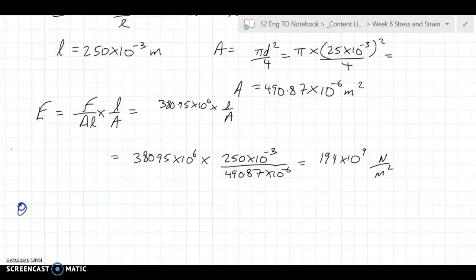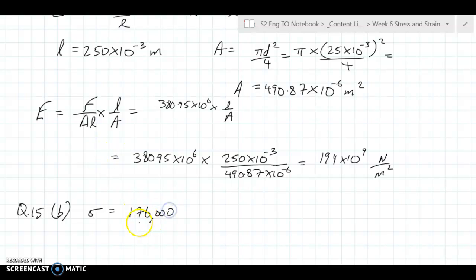we're going to finish question 15 part B here. The yielding stress equals 176,000 is our force, divided by our area, which is 490.87 by 10 to the minus 6.